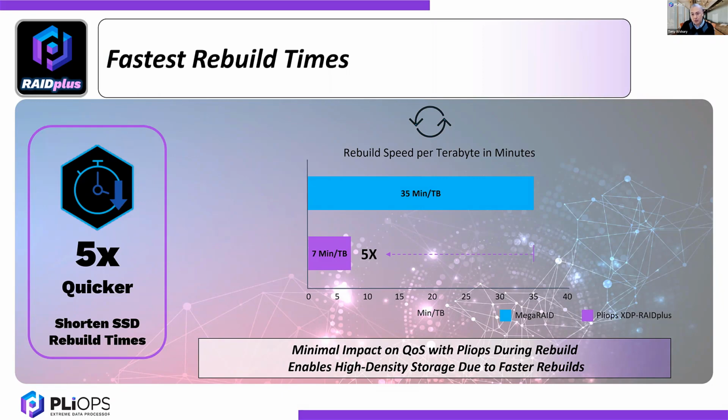Here are the third-party performance measurements showing XDP can rebuild at a rate of 7 minutes per terabyte, which is 5x faster than MegaRAID. And the net result is that the user application impact is minimized. The speed of XDP-RAIDplus during a rebuild also removes the risk and anxiety of putting high-capacity SSDs in, making it easier to keep up with the ongoing data growth and lowering the cost per terabyte of the data storage.